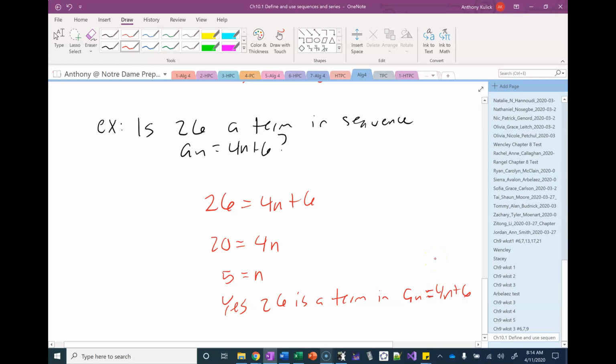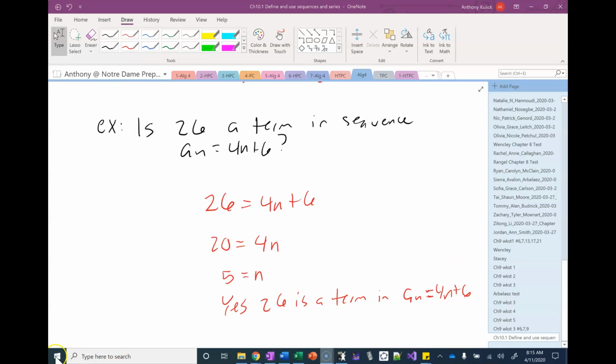So that's it. If you want to test if something's a term in the sequence, you're just going to plug it in and solve for n and check to see that you're getting a whole number. Okay with that idea? Okay.